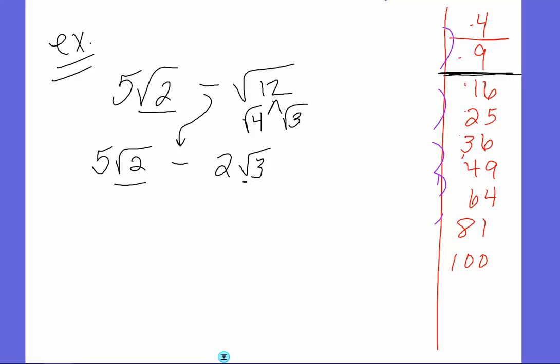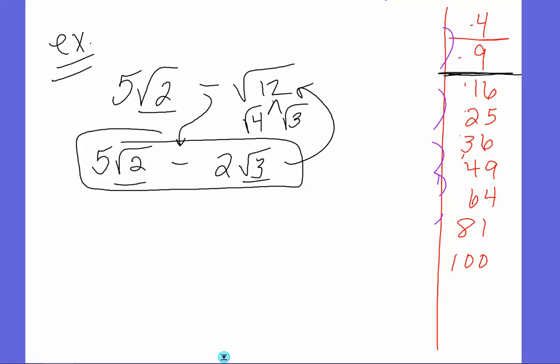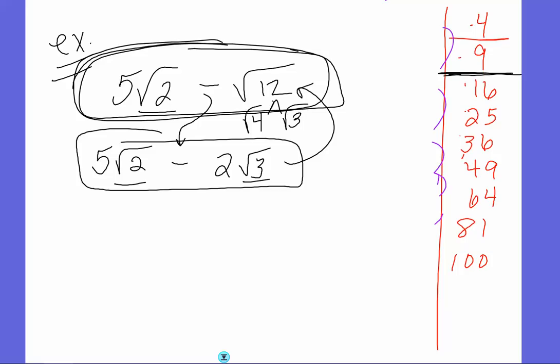So now look at my radicals. They're both prime, but can I subtract them together? No. Why not? Because the radicals aren't the same, so this is technically my answer. I'm done. So some of you might be wondering, well, if I'm done here, why couldn't I leave my answer up here? And the reason why is because this up here is not in simplest radical form. I had to simplify the square root of 12 before I could say I was done.